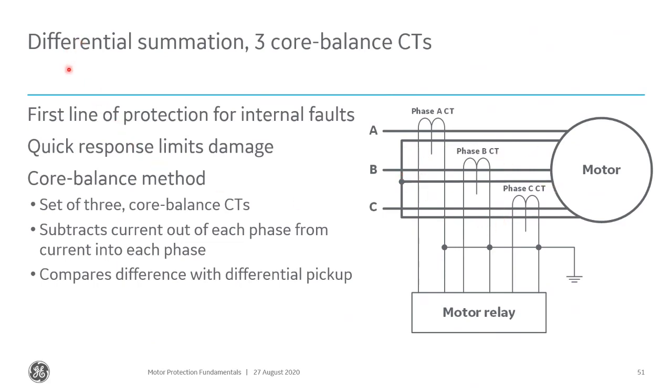So like most differential protection schemes, it can be set up to respond very quickly and will limit your damage. But the core balance method here is using 3 sets of core balance CTs. So it's similar to that zero sequence CT, where it's one CT, it's measuring the current in and the current out, should sum to 0, and if it does, everything is good. And again, this core balance CT method can be set very sensitively and very securely.